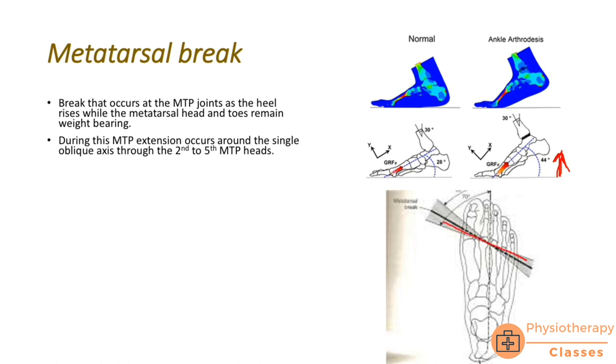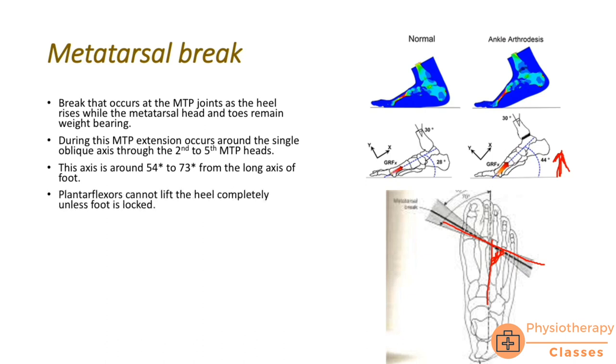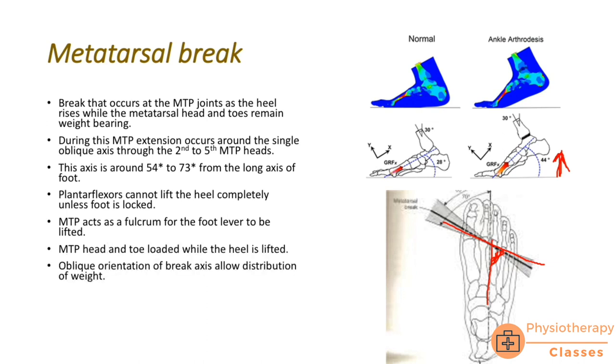You can see here the axis, which runs from the second to fifth metatarsophalangeal heads. It is about 54 to 73 degrees. This degree of the oblique axis is important so that the weight is distributed all over the metatarsal heads. Without this metatarsal break, the plantar flexors cannot lift the heel completely. If the metatarsophalangeal joint extension is restricted, the lifting of the heel will be difficult. This joint is like a fulcrum for the heel to be lifted and for a person to propel forward during walking. As I've already mentioned, the oblique orientation of the axis where the metatarsophalangeal joint extends will allow the distribution of the weight throughout the heads of the metatarsals.